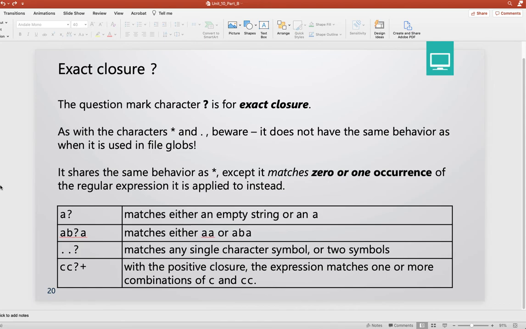Question mark. The question mark is for the exact closure. As with the star and the period, beware that it does not have the same behavior as when it is used in file globs. It shares the same behavior as star, except it matches zero or one occurrence of the regular expression it is applied to instead. Like A question mark, it will match either an empty string or just one A.